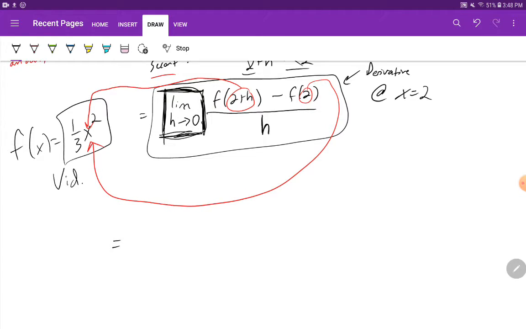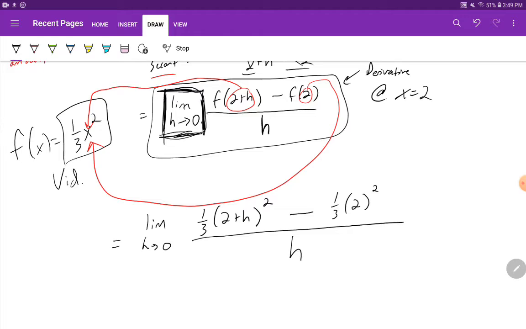All right, so what are we going to be left with here? We're going to be left with the limit as h goes to 0 of f of 2 plus h. So I'm going to write down the function, which is 1/3 times (2 plus h) squared, minus f of 2. So that means I'm plugging 2 in for x. You see what I did there? All I did was replace the x with my inputs. In this case, they were 2 plus h and 2.